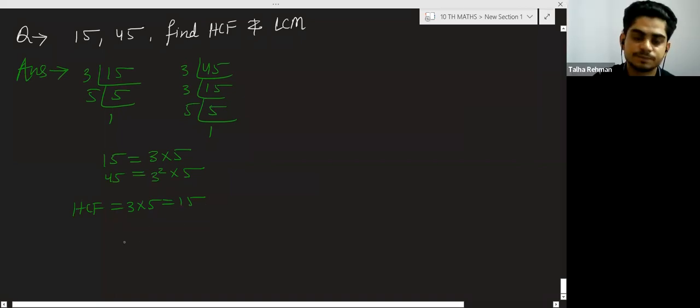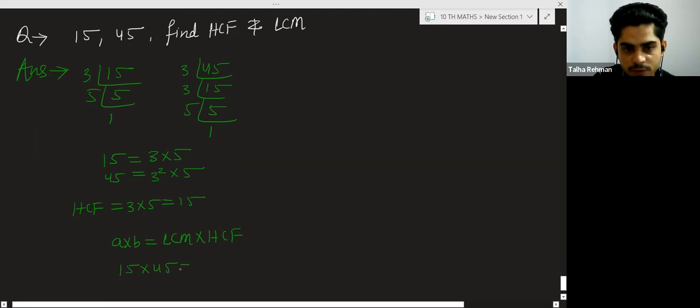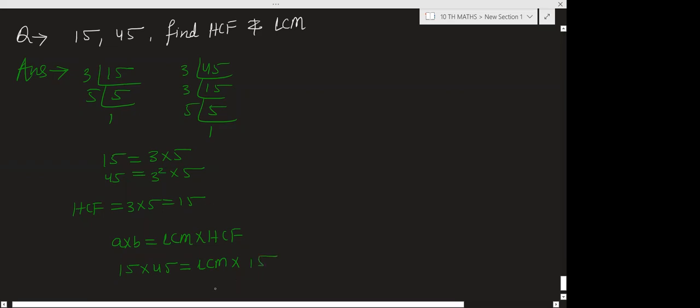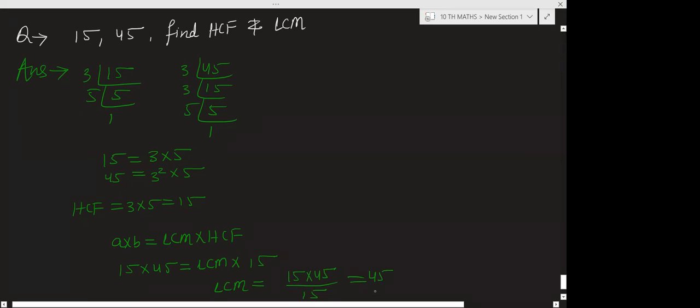Okay, let's check. So we have a formula: A into B equals LCM into HCF. A into B means 15 into 45. We have to find the LCM and HCF is 15. So from here LCM will be 15 into 45 divided by 15. Okay, good.